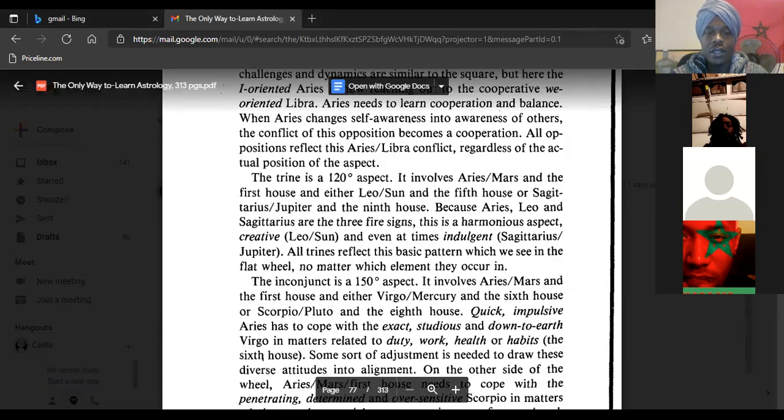The trine is a 120-degree aspect. It involves Aries, Mars, and the first house, and either Leo, Sun, and the fifth house, or Sagittarius, Jupiter, in the ninth house. Because Aries, Leo, and Sagittarius are the three fire signs, this is a harmonious aspect, creative, Leo, Sun, and even at times indulgent, Sagittarius, Jupiter. All trines reflect the basic aspect, the basic pattern, which we see in the flat wheel, no matter which element they occur in.